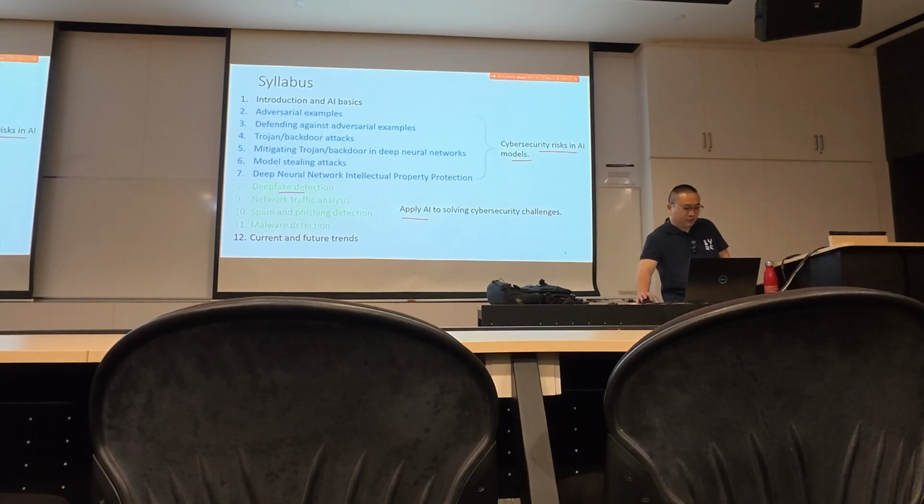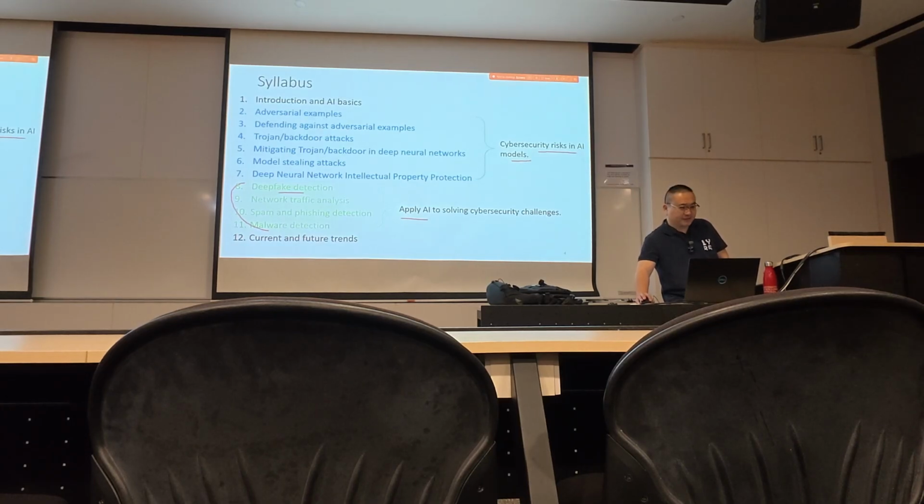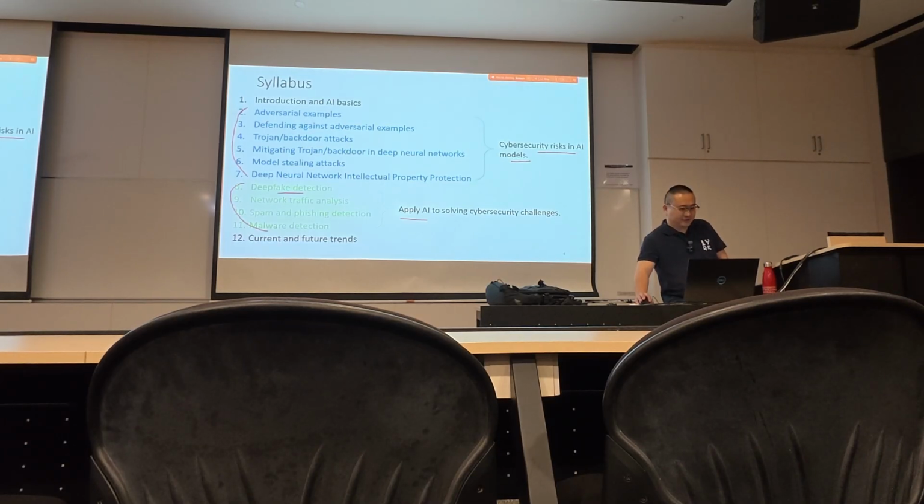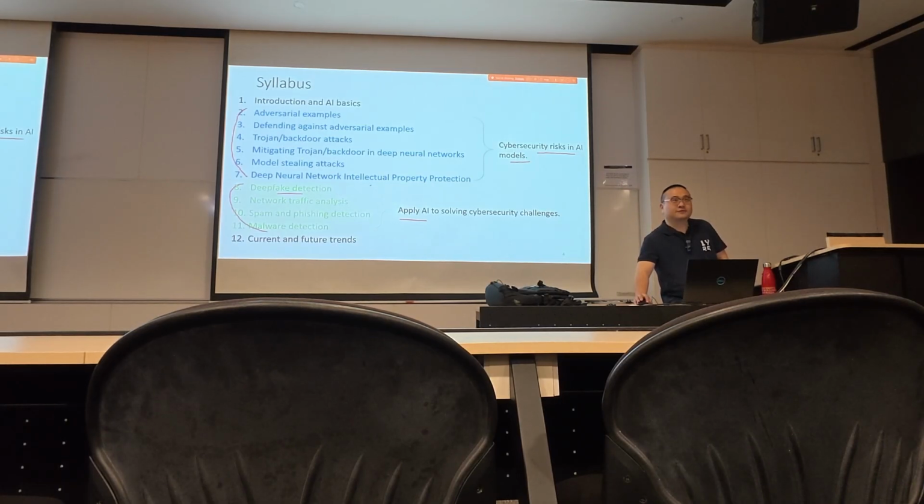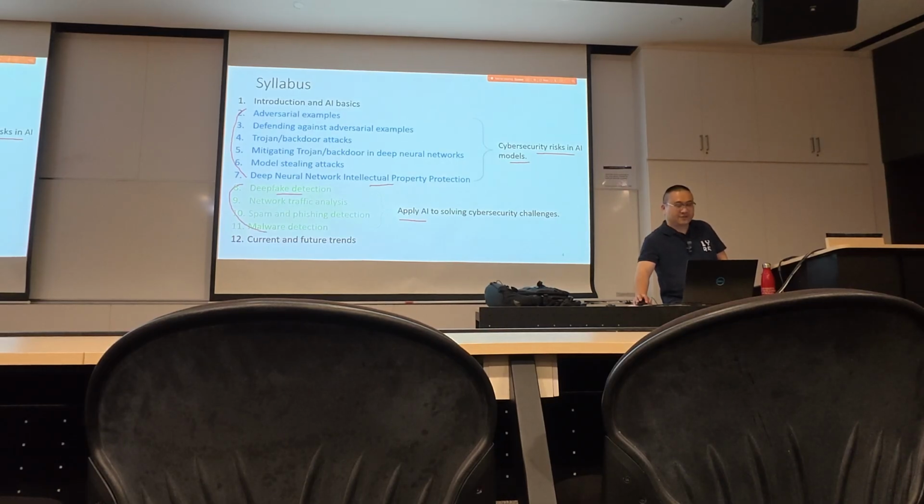For the topics in the second part, you may be familiar with them, like malware detection. But for topics in the first part, I think most of them are very new to most of you. For example, IP protection for neural networks, maybe you haven't heard of it before, and the subject we will discuss it, and you will learn how to do that.